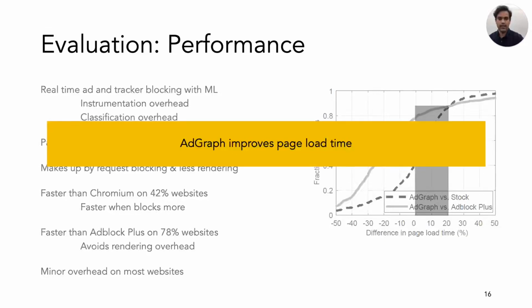Overall, we find that AdGraph is not only accurate in blocking ads and trackers, but it also improves the page load time. We have a lot of additional evaluation of AdGraph in the paper, such as the breakage caused by mistakes in the classifier. And I would encourage you to read the paper to see additional evaluation results.